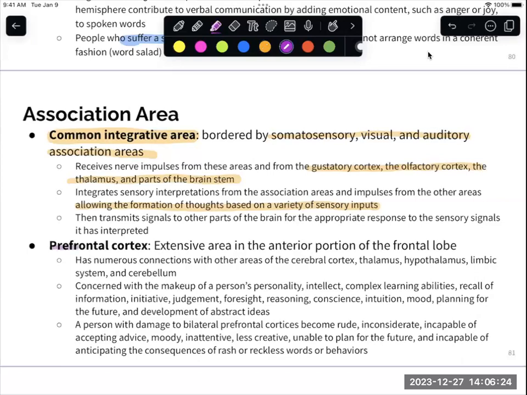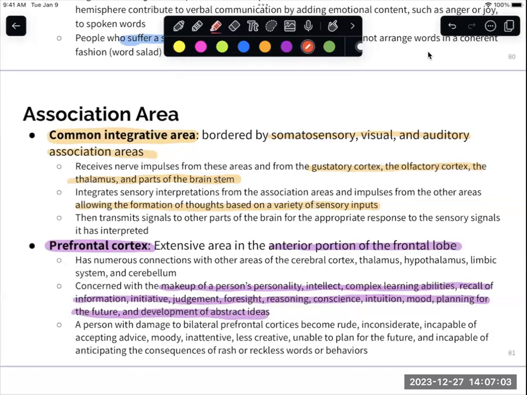And then our prefrontal cortex. It's the anterior part of that frontal lobe. It has connections with most of the brain. Somebody's personality, intellect, complex learning abilities, recall of information, initiative, judgment, foresight, reasoning, conscience, intuition, mood, planning for the future, and development of abstract ideas all come out of this prefrontal cortex.